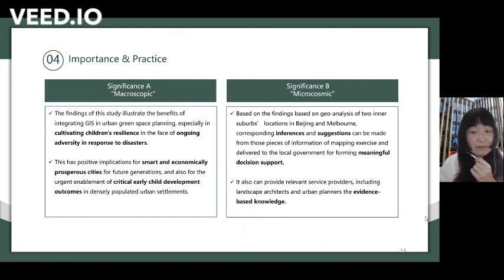In terms of micro, based on the findings on geoanalysis of those two inner suburb locations in Beijing and Melbourne, corresponding inferences and suggestions can be made from the information of the mapping exercise and delivered to the local government for forming meaningful decision support. It also can provide relevant service providers, including landscape architects and urban planners, with evidence-based knowledge.